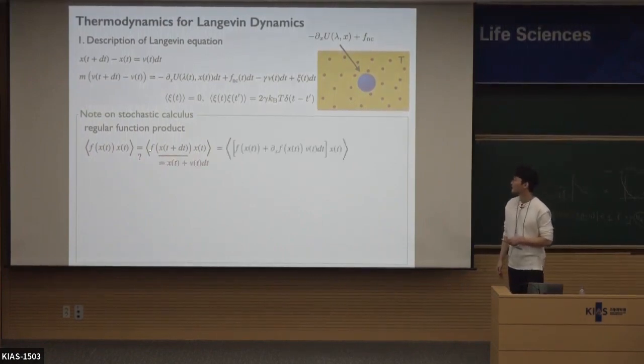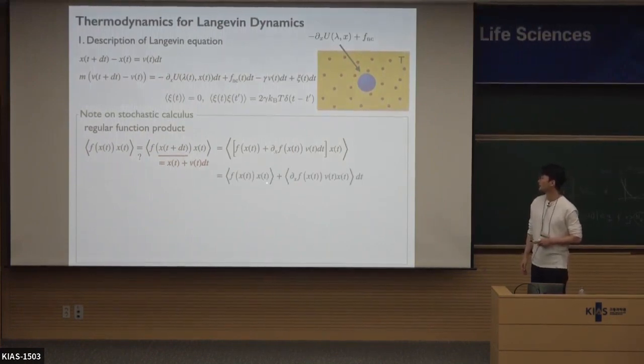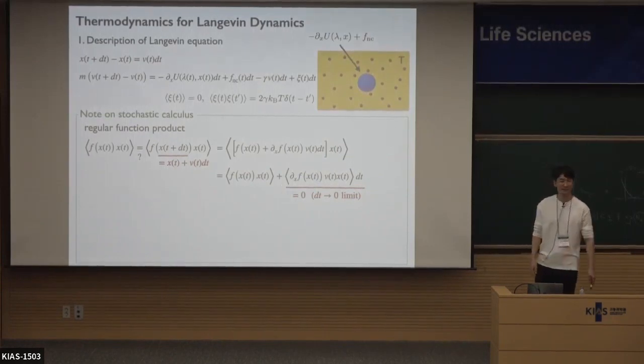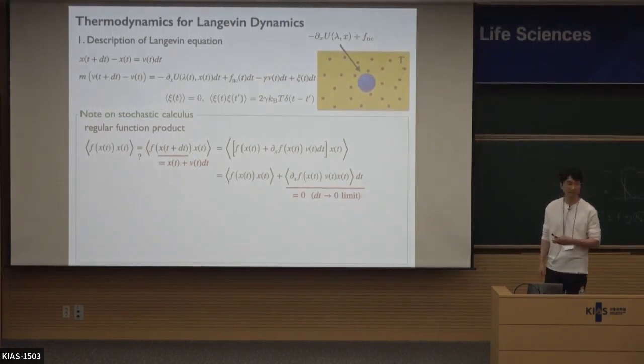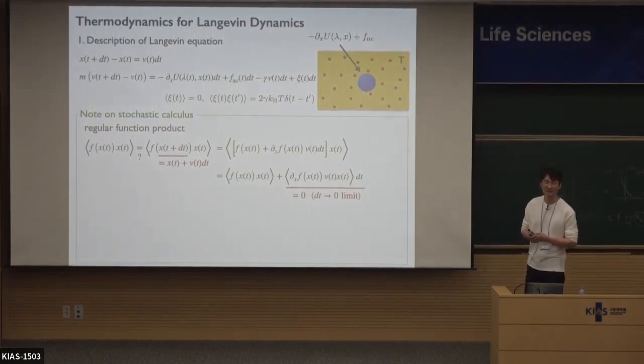This one can be written in this way. The next position is determined by the current position and current velocity. Because dt is a very small number, we can expand this function f in this way. Then this product becomes this one, and this product becomes this one. Because this average is an order one quantity, this whole term is order dt. So if we take the dt goes to zero limit, then it vanishes. So in such a limit, this product average is the same as this product average. This is a well-known result.